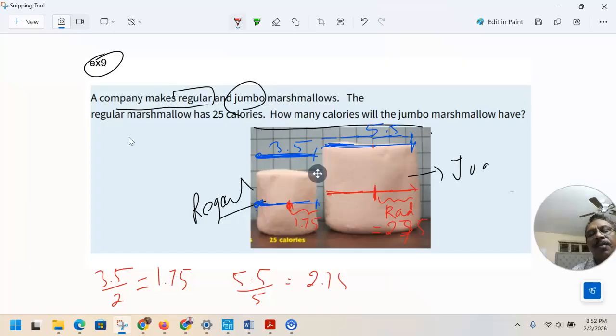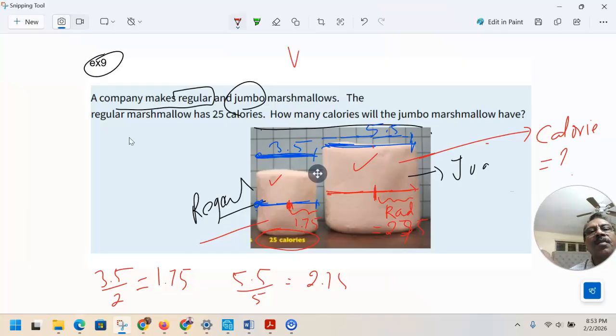So all you do is, we want to know what is the volume of this and what is the volume of this, because our goal is to find how many calories the jumbo marshmallow has, but for this one they give you 25 calories. So we'll try to get that first. Let's do one thing at a time. Let's see what is the volume of the smaller one.